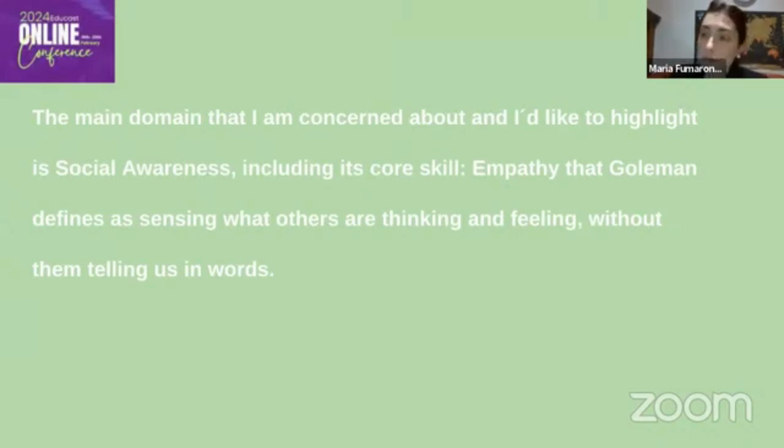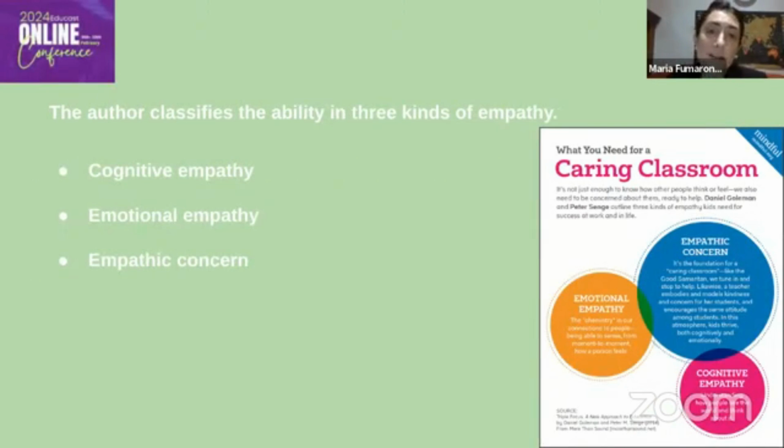The main domain that I'd like to highlight here is social awareness, including its core skill, empathy, which Goleman defined as sensing what others are thinking and feeling without them telling us in words. And the author classifies the ability of empathy into three kinds: cognitive empathy, emotional empathy, and empathic concern. The first one, cognitive empathy, means I know how you see things. I can see from your perspective. I can see from your point of view. This is cognitive empathy.